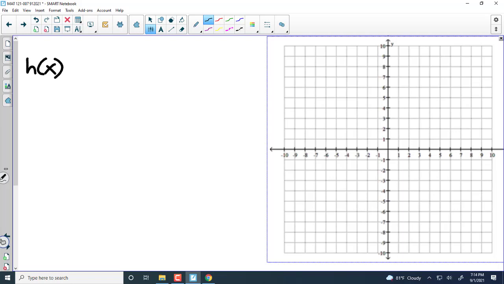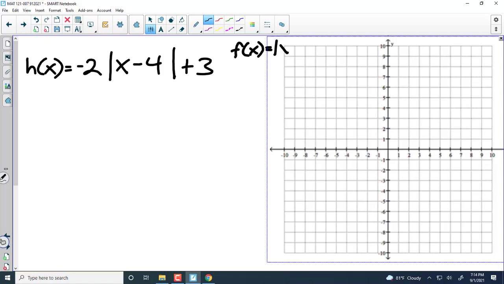h of x equals -2 absolute value of x minus 4, plus 3. First thing we want to identify is our parent function. There's only 5 options. Which one is this? Absolute value. In your mind, right now, hopefully you are picturing that V shape.